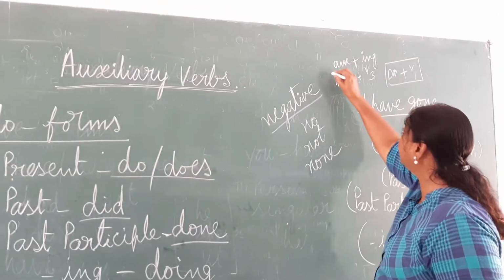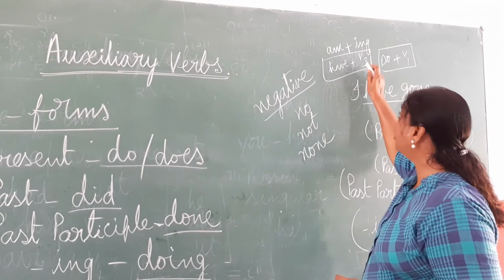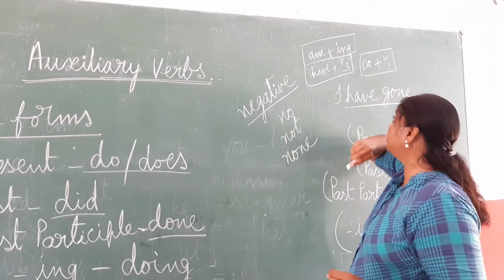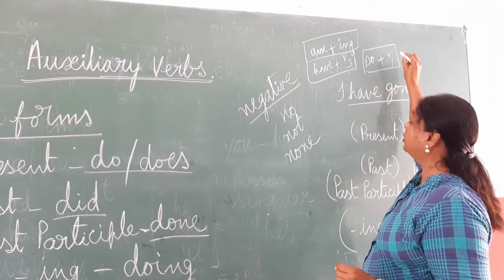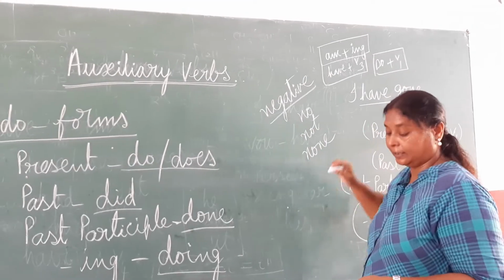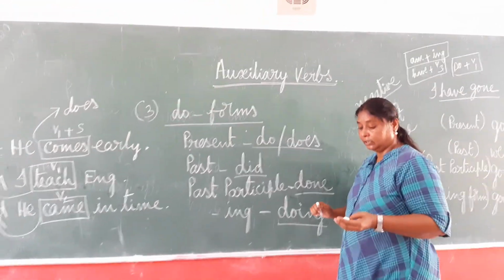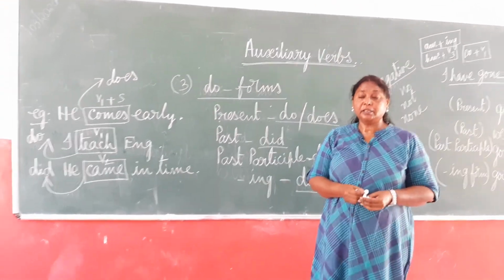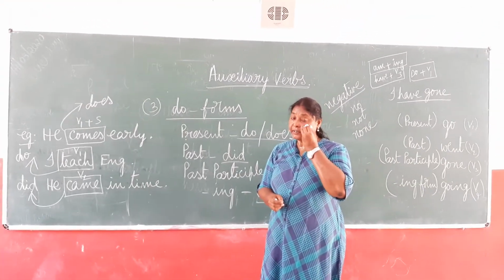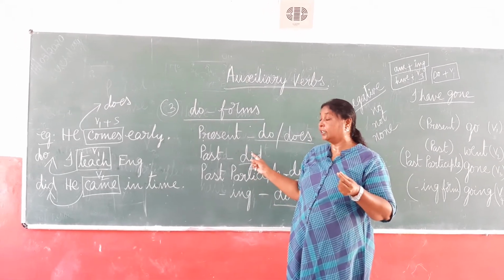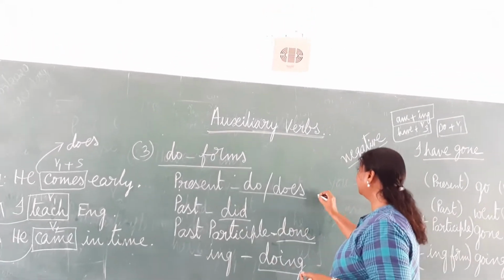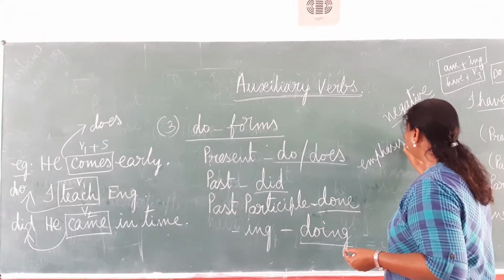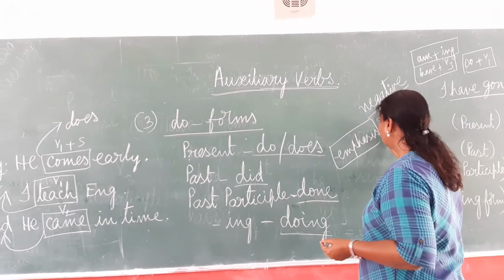I think somewhere you write it down that have forms are followed by V3, be forms are followed by ing, and do forms are followed by V1. That's one. If it is clear, I move on to the second purpose, the second function of the do forms. The second function of the do forms is for emphasis. Emphasis, I think you know the word emphasis.